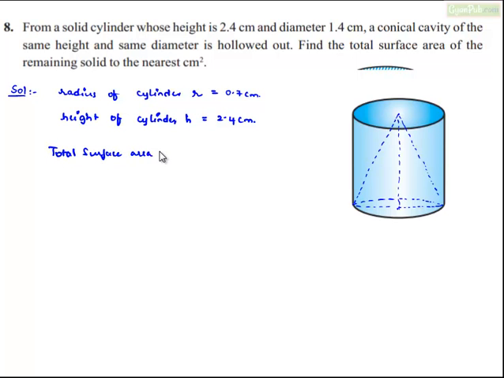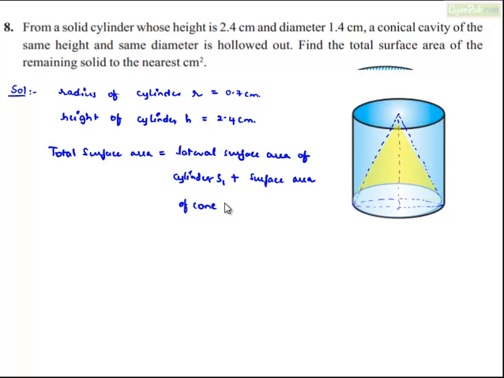So here total surface area can be obtained by the lateral surface area of the cylinder, let this be S1, and as cone is cut inside, here the surface area will be equal to lateral surface area of cone, let it be S2, plus this we have the circle at the top, that is surface area of the circular portion of cylinder, let it be S3.